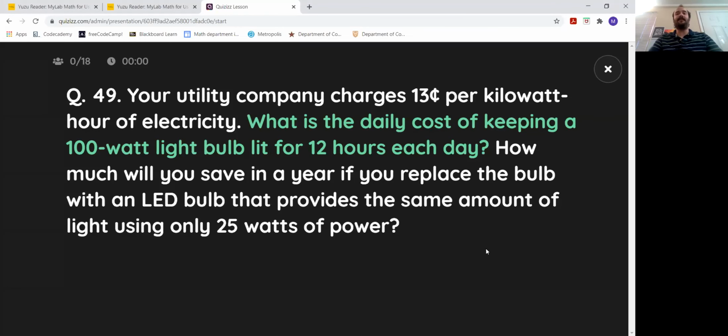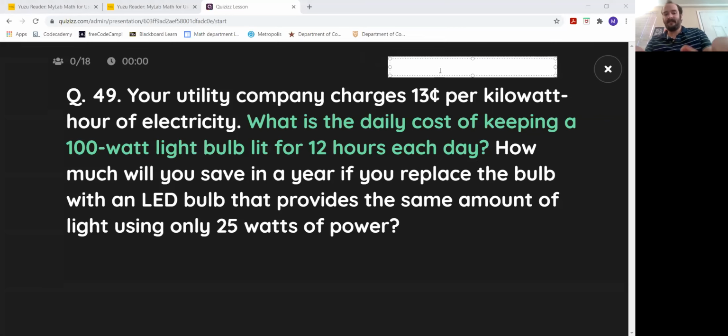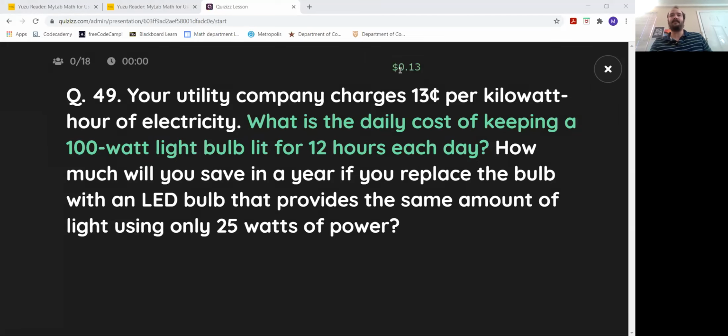All right, so this one's got a few details to it. Your utility company charges 13 cents per kilowatt hour of electricity. So right away, in my brain when I read this, I'm never going to read stuff in cents. Right away, 13 cents is $0.13. So I hope right away you're like, no.